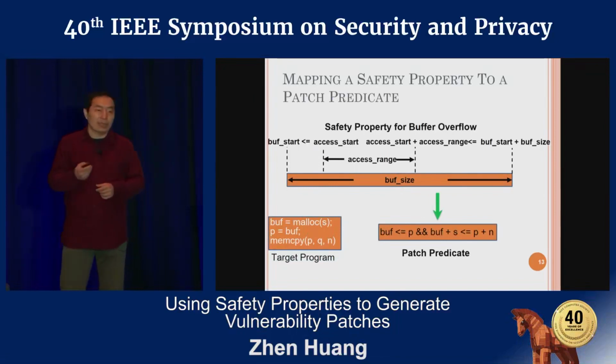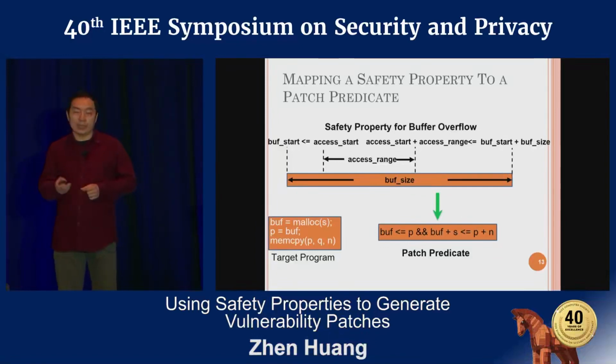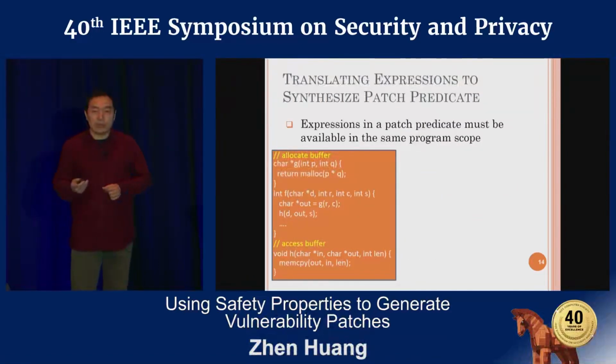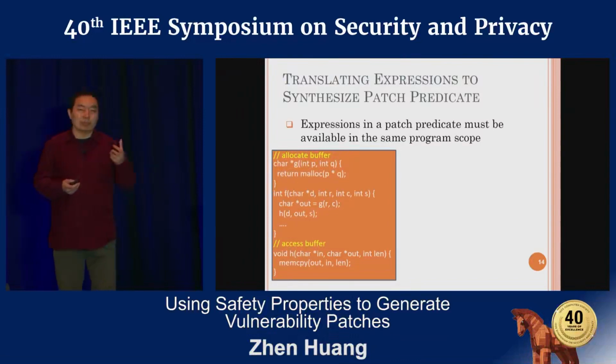Eventually, Sinks will map the safety property into a patch predicate for this target program, as shown here. To address those vulnerabilities involving interprocedural code, Sinks translates program expressions across different program scopes if needed.